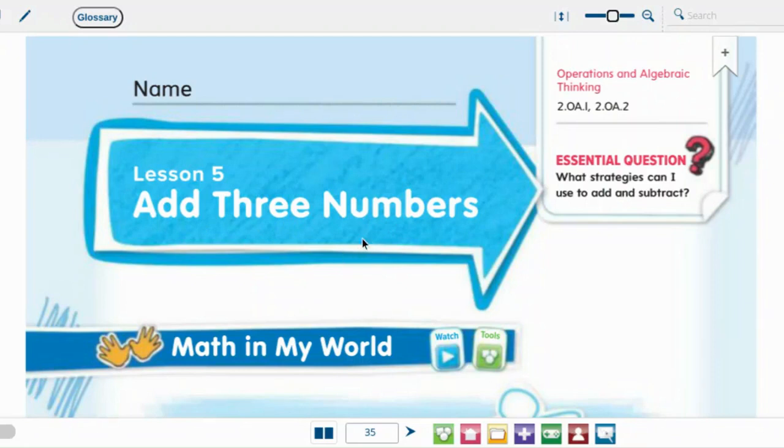And today, as we talk about adding 3 numbers, we're going to actually go back to the things that we've already learned. So today we're going to be trying to use ways to make 10. We're going to be looking for doubles, and we're going to be looking for near doubles. So those are the different things that we're going to be looking for today: doubles, near doubles, and then adding to make 10 as we add 3 numbers together. So let's go ahead and turn to the next page.